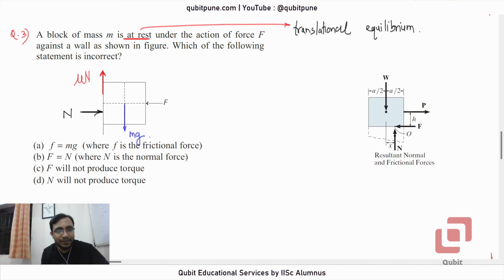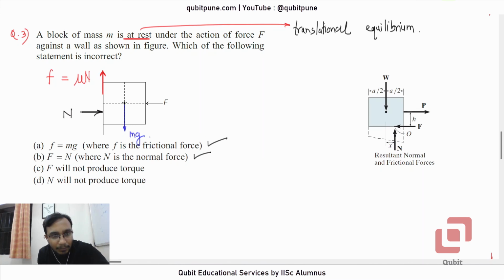Now come to the first option. Is small f equal to mg? Of course, because vertical equilibrium should be there because the block doesn't move. So option A is correct. What about option B? Yes, that is also correct. Option C, F will not produce torque. It's true, that is not going to produce any torque if we measure it about this point or about any point on this line.